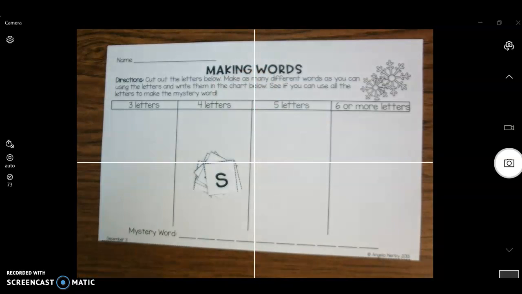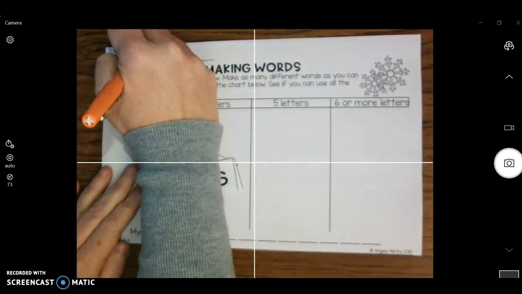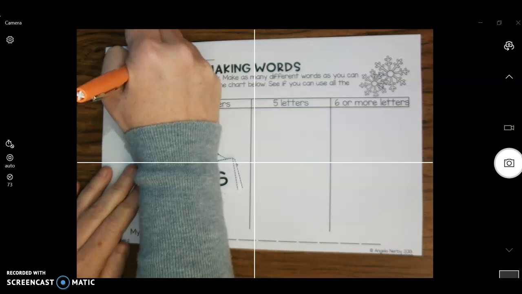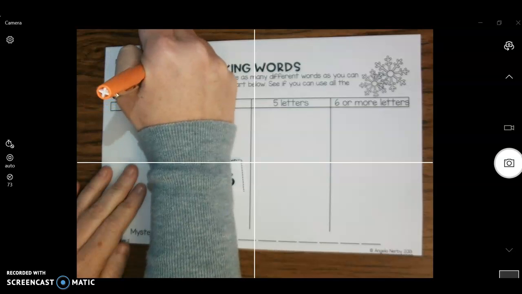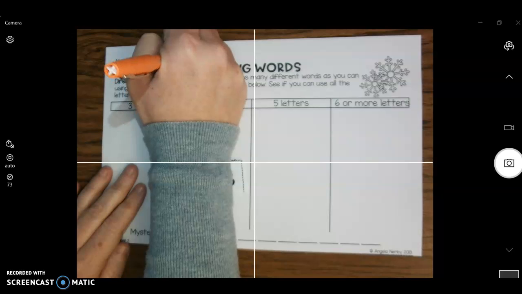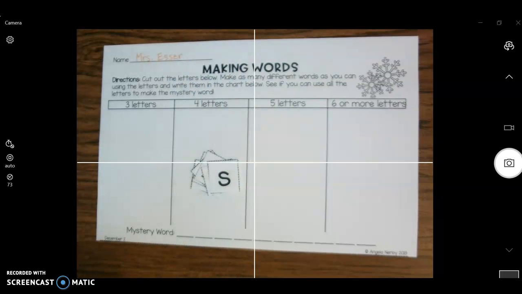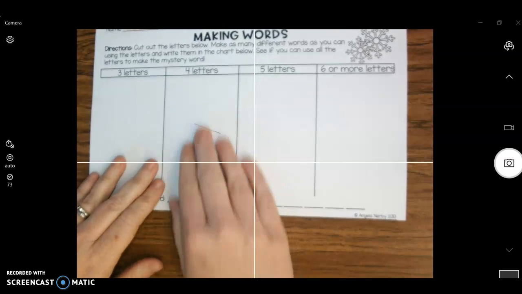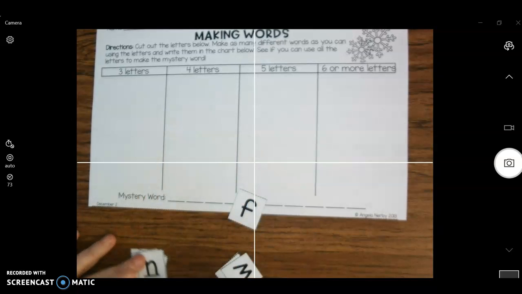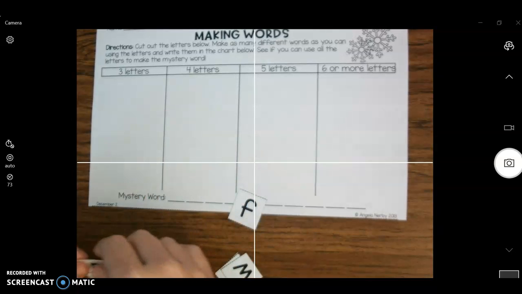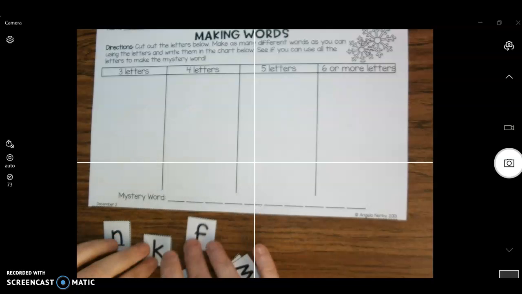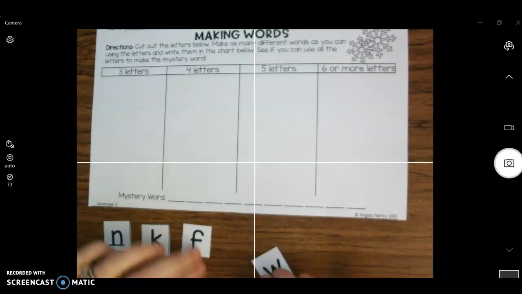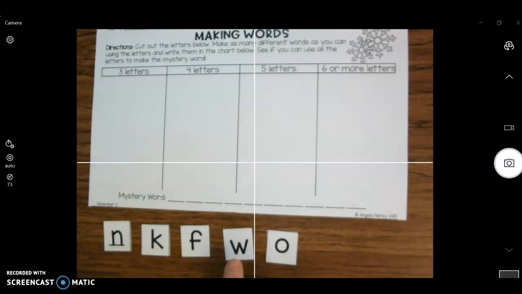All right, the next thing we're going to do is write our name. Ms. Esther is going to write her name, and you need to write your name. The next thing we're going to do is take our letters and spread them out. Ms. Esther is just going to push that up a little bit, and then I'm going to pull my letters out and lay them. They don't have to be in the same order as Ms. Esther's, but we want to be able to see them all. And this is a W, not an M.